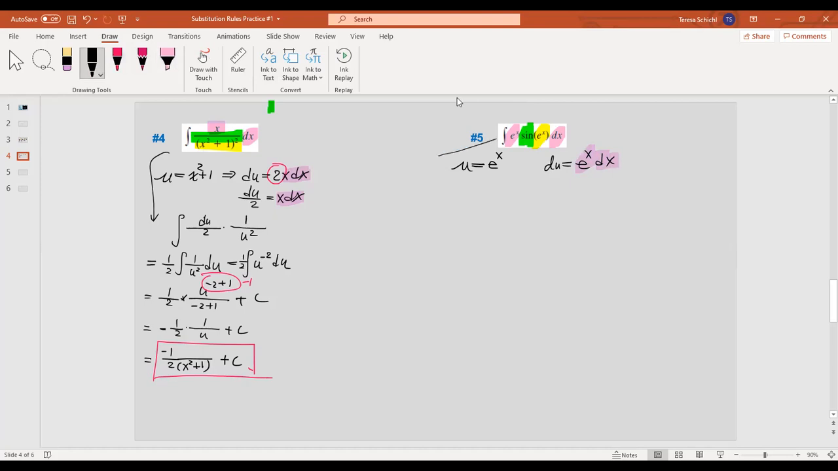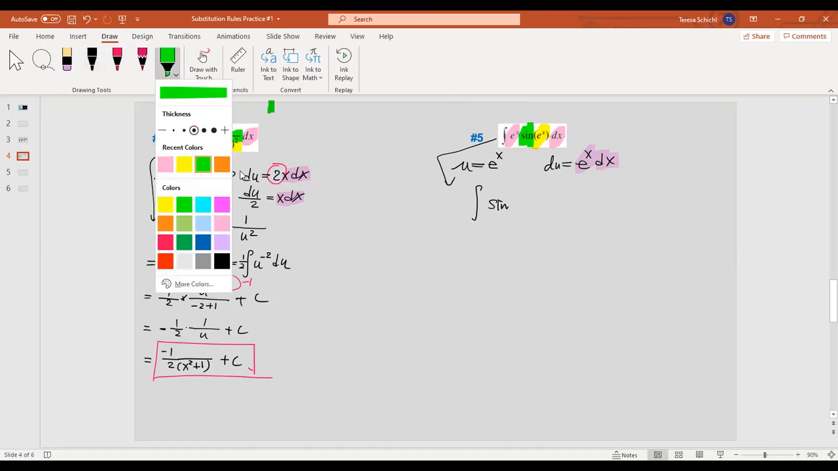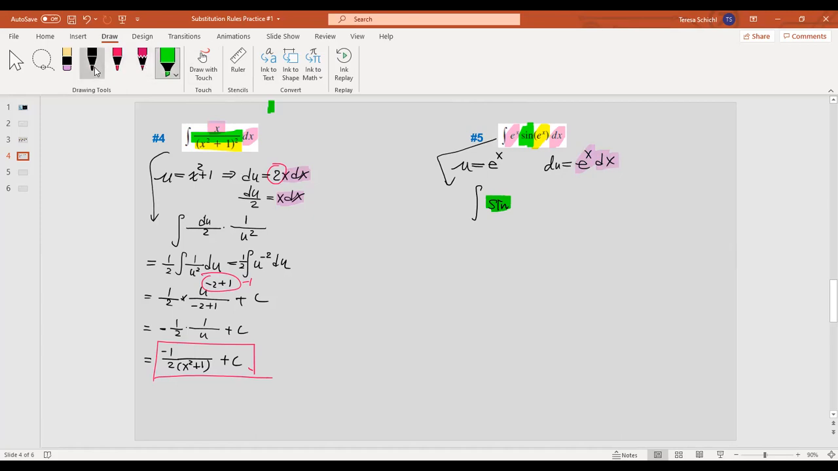Now let's rewrite this. I have my function sine, and inside the sine is e^x, so it's u. The remaining part in light purple, e^x dx, is du. Oh, super. So it's the integral of sine u du. What is the integral of sine? It will be negative cosine u, plus c.